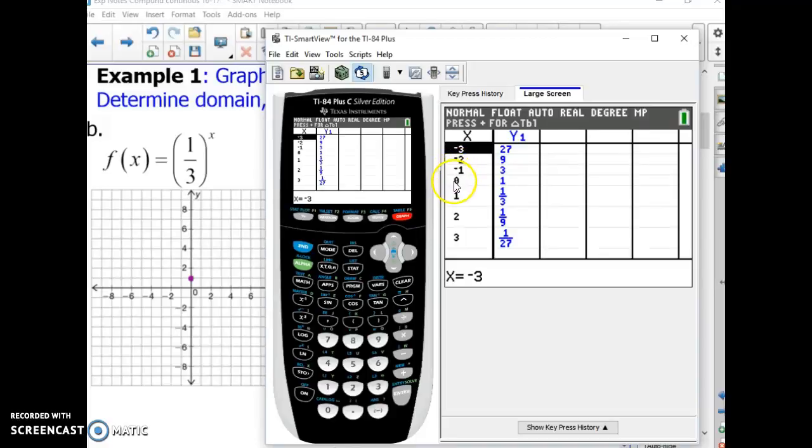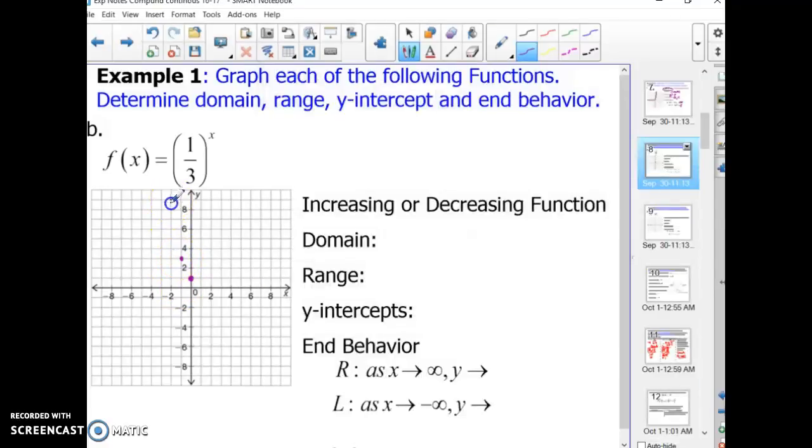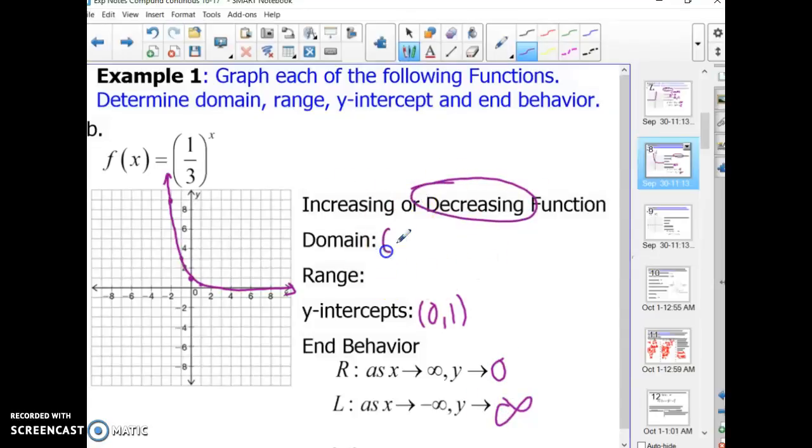Looking at my table really quickly: -1 was 3, -2 was 9, 0 is 1, and then I have 1/3. I'm getting that from the table. I still have that intercept, 0 and 1. On the right side, it's going to 0. On the left side, we're going to infinity. It's decreasing. My domain is -infinity to infinity. The range is y greater than 0, because we're above it.